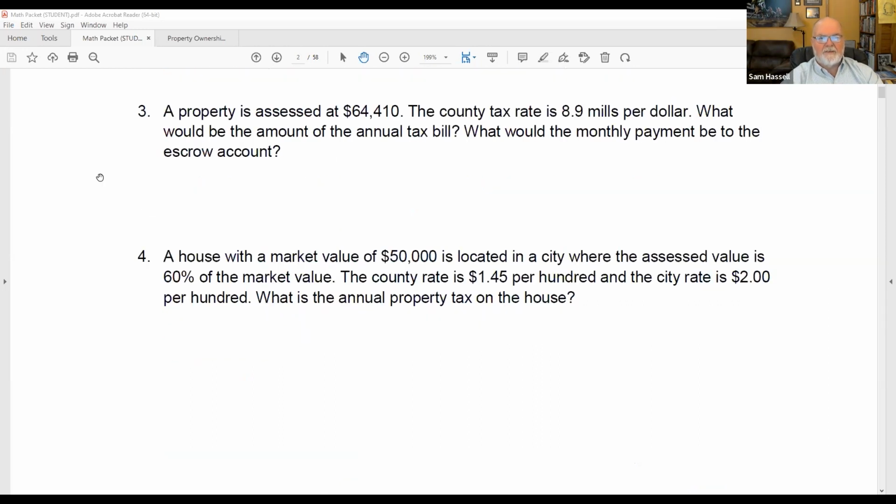Number 3, property is assessed at 64,410. County tax rate is 8.9 mils per dollar. What would be the amount of the annual tax bill? What would be the monthly payment to the escrow account? You guys are way ahead of me.